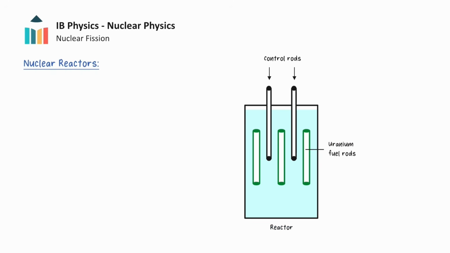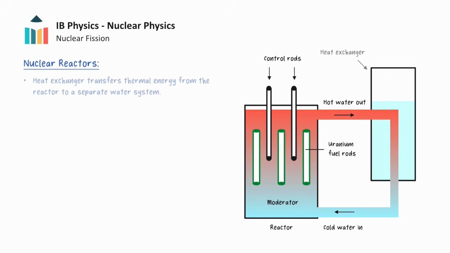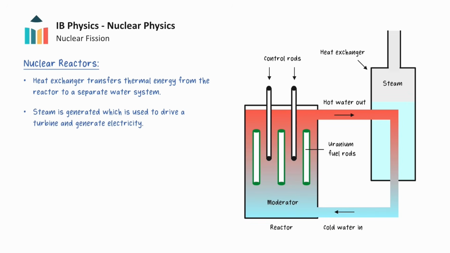Chain reactions are used to keep a reactor running. In one type of nuclear reactor, cold water is used as the moderator in the reactor, and the energy released from fission reactions heats up the water. This heated water is then transferred to a heat exchanger, where heat is then delivered to a separate water system, where it generates steam, which goes on to drive a turbine system that generates electricity.